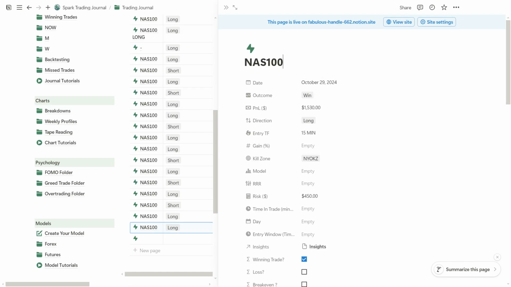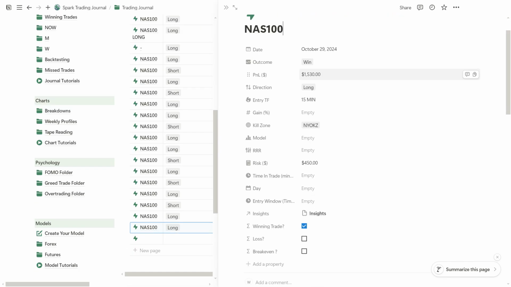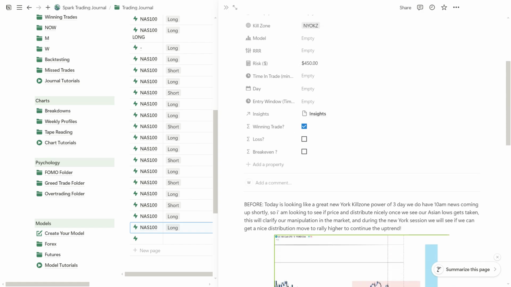So this was the trade. This was the winning trade right here. This was the outcome. It was a win. This was the P&L. This was the long right here. This was a long, and I took this trade on the 15 minute time frame during the New York kill zone time. I only risked 450 for this trade.